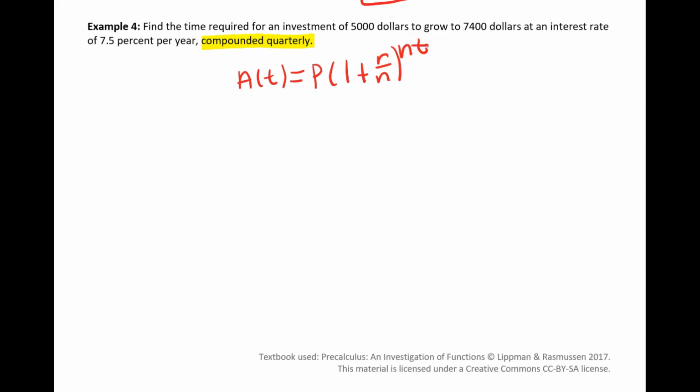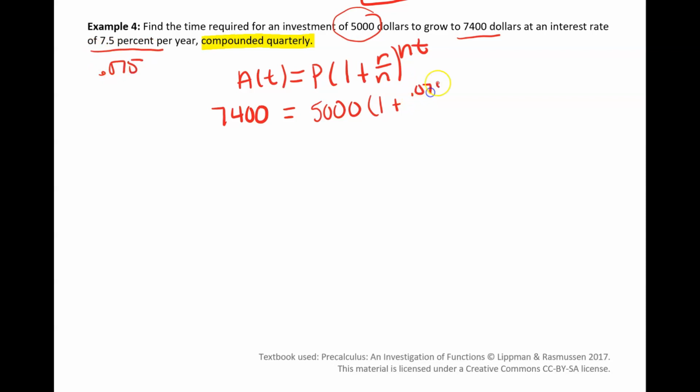Let's think about what we know from all this. We are starting with an investment of $5,000, so that's going to be our principal. We know that we're growing to 7,400, so that's what we want it to be equal to. We know that we have an interest rate of 7.5%, so 0.075 as a decimal. It's compounded quarterly, so our n is going to be 4, and then 4t. And it says find the time, so now we can solve for this variable up here. Go slow when you're solving for this. So I'm going to divide both sides by 5,000.